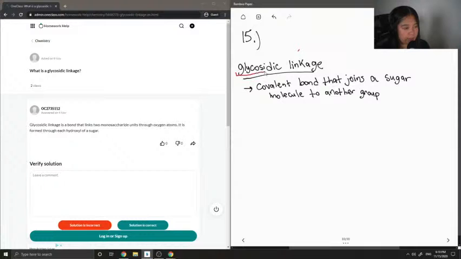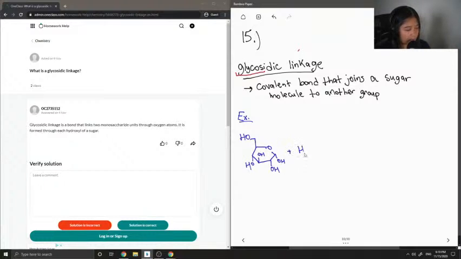a prefix of like glycose, which you can relate to with glucose. So I'll draw out an example. So let's say we had a glucose molecule, which looks like this. With all these alcohol groups.